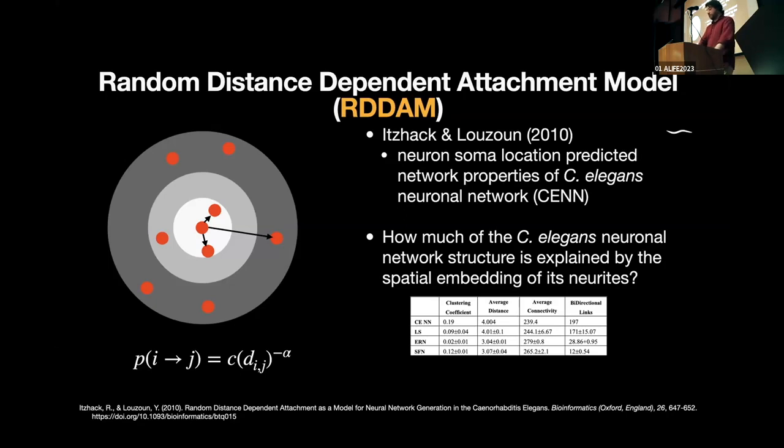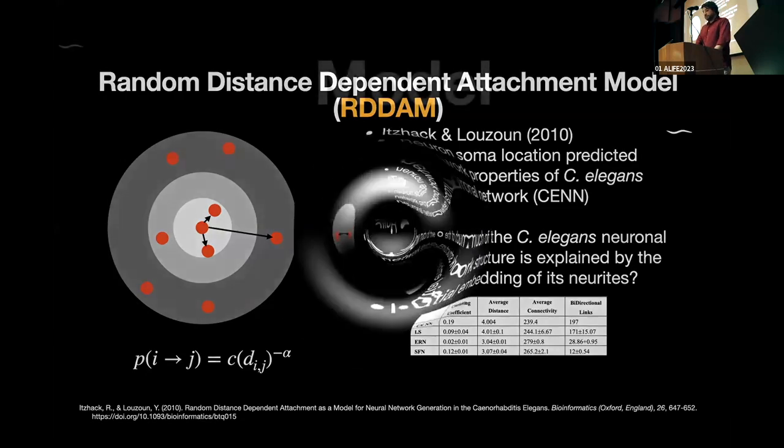So with that, they were able to compare clustering coefficient, average distance, average connectivity, and bidirectional links. All of these things we'll get further into later on, but they had some limitations. They used only 2D information, for example, and they also had difficulty predicting some of the network statistics that were shown, such as clustering coefficient.